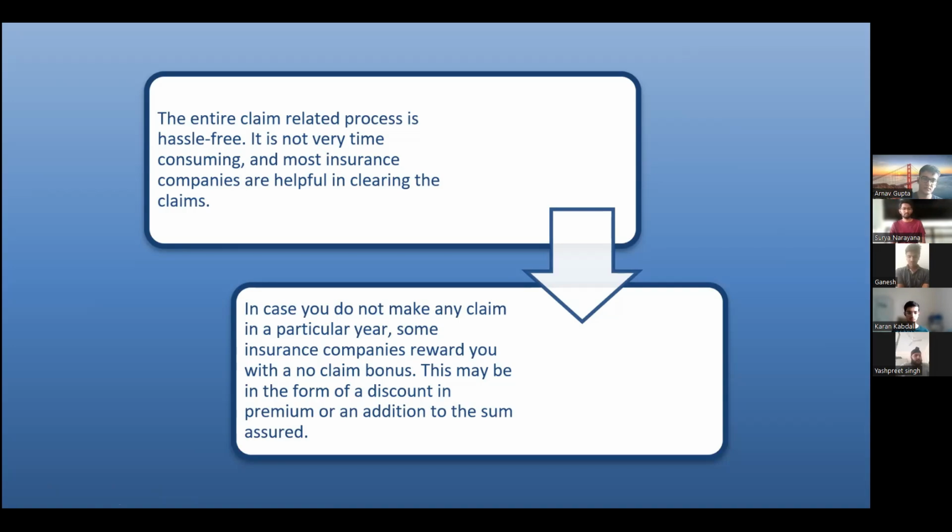In case you don't make any claim in a particular year, some insurance companies reward you with a no claim bonus. This may be in the form of a discount in premium or an addition to the sum assured.